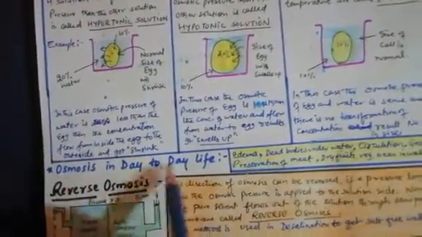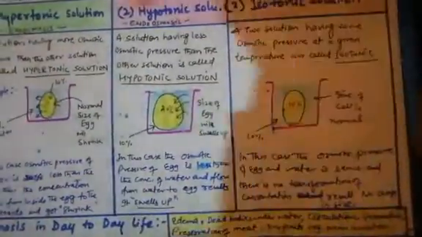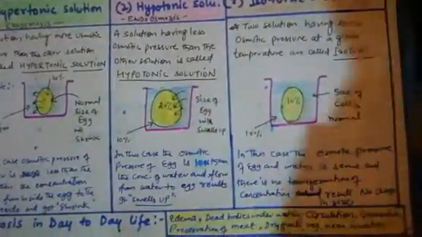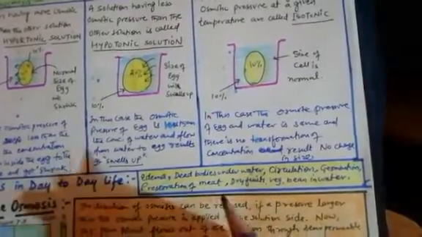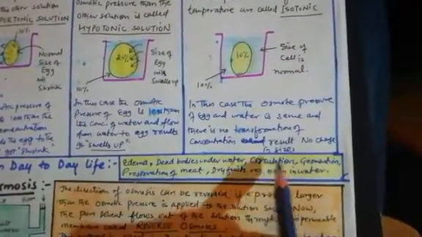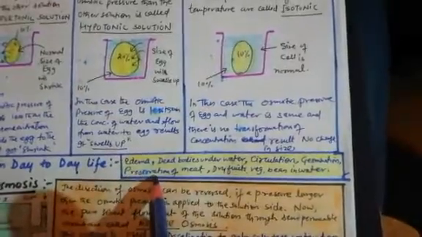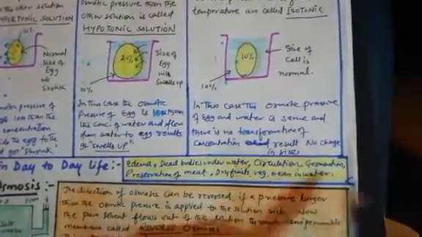So, osmosis in day-to-day life. Some questions can come: what is osmosis in our daily life, what is the role of osmosis in daily life? First, in human beings, it can be edema, and dead bodies underwater. As you know, when dead bodies remain underwater for some time, they swell up. Also circulation in our body, germination in seeds, preservation of meat, dry fruits, and vegetables kept in water.